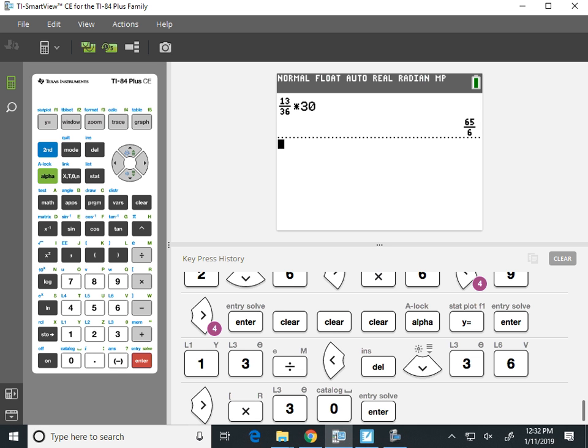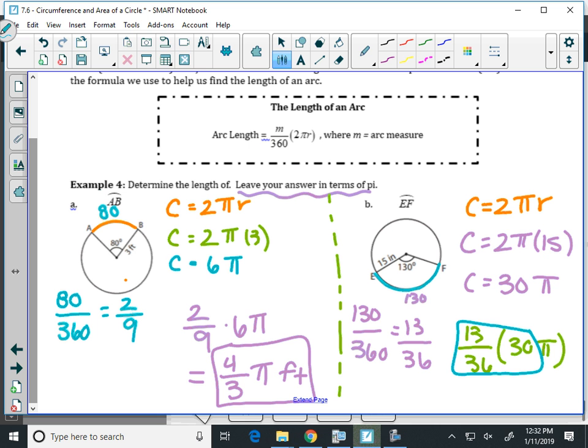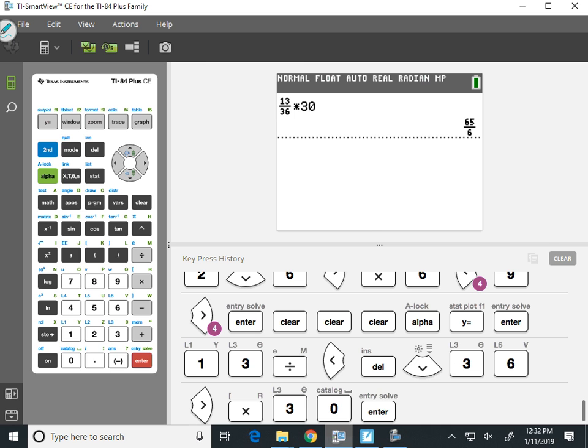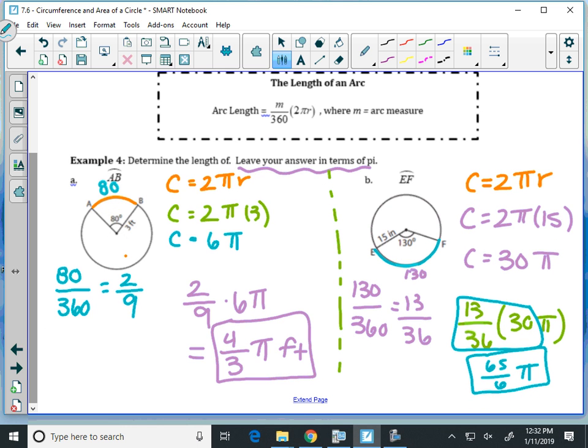Yes, but we're leaving it in terms of pi, so we don't plug pi in our calculator. The directions said leave in terms of pi, so you only plug in the numbers. You'll tack on pi in your answer. So we would leave it at 65 over 6, and then tack on pi. So that would be our answer, 65 over 6 pi.